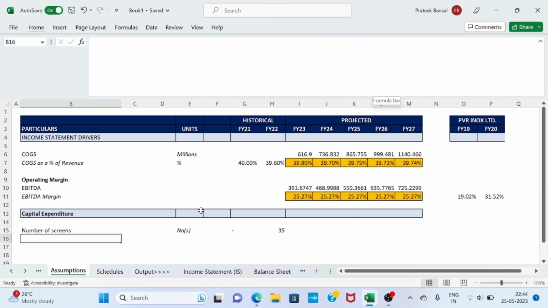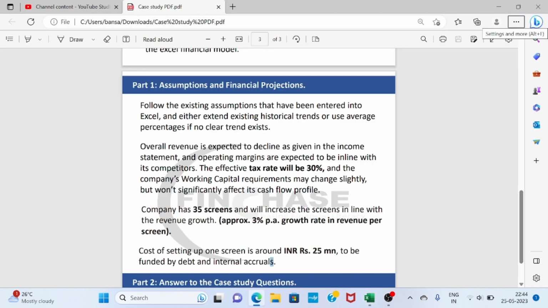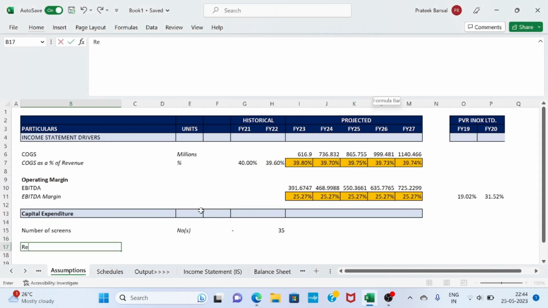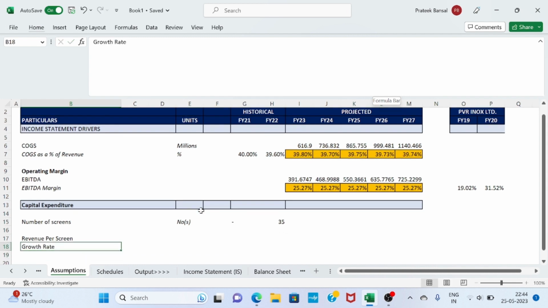Now after this we have revenue per screen. So we can calculate revenue per screen and its growth rate. This is in percentage, and this is in millions. Now, not in millions, this is in INR only, I guess. Millions making over.